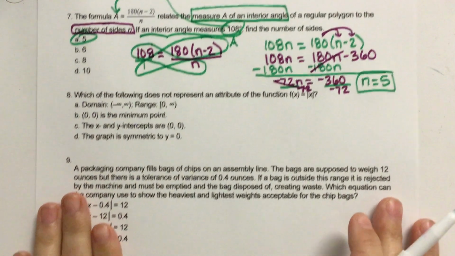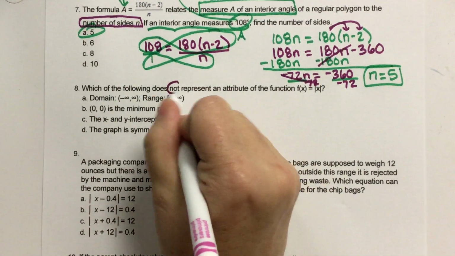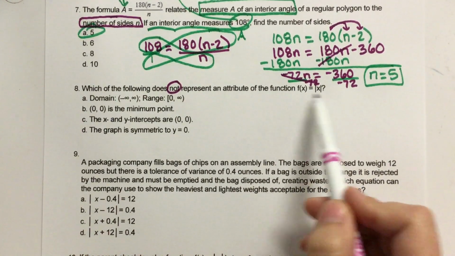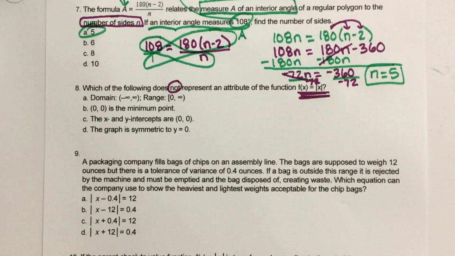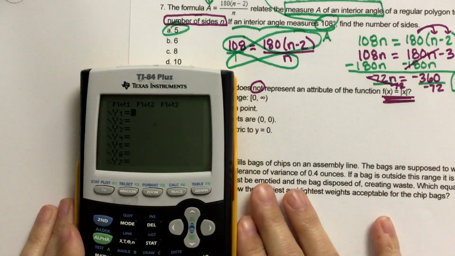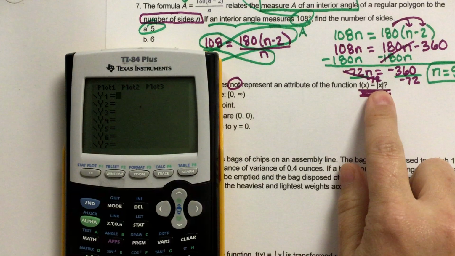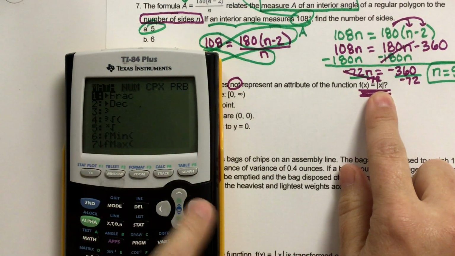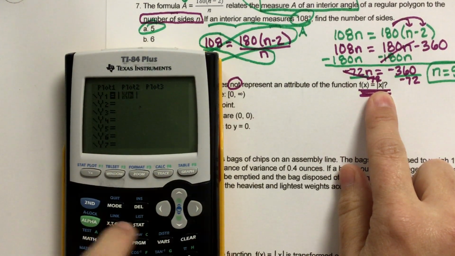Okay, number 8. Which of the following does not represent an attribute of the function f of x equals the absolute value of x? Okay, let's graph it and take a look at it. Now, you should already know what this looks like without having to graph it, but if you don't, no big deal. So I go to y equals absolute value. I hit the math button, right arrow to number, and then number 1 is what I want, and then I'm going to put an x in there.